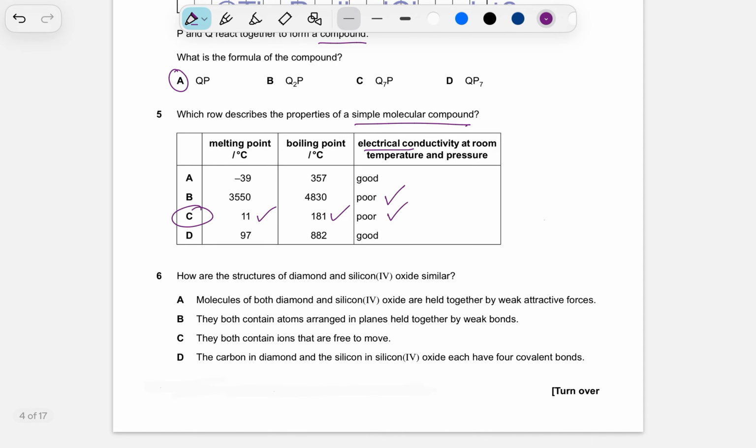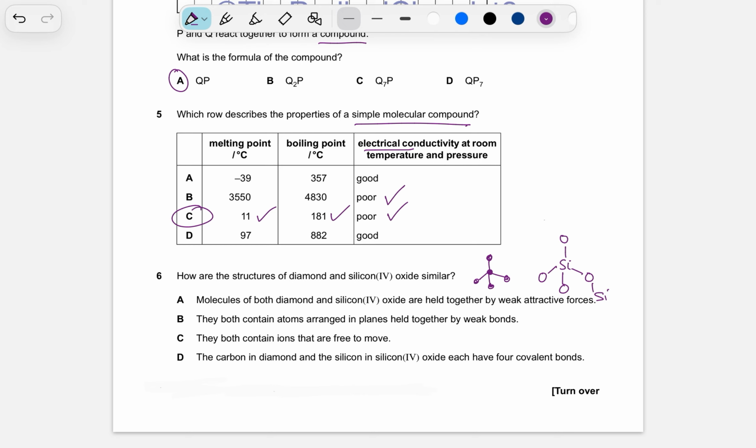Next, how are the structures of diamond and silicon(IV) oxide similar? You should remember, in diamond you've got carbon atoms arranged in a tetrahedral manner, so each carbon bonds to 4 other carbons. And in silicon(IV) oxide you've got silicon surrounded by 4 oxygens. And this is a giant network. So they're both giant covalent structures.